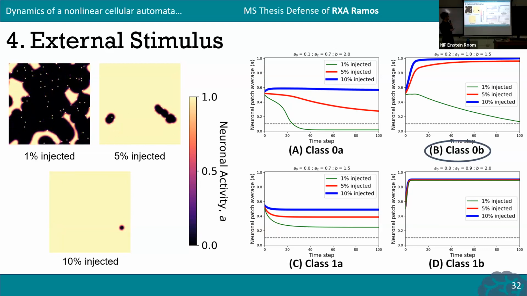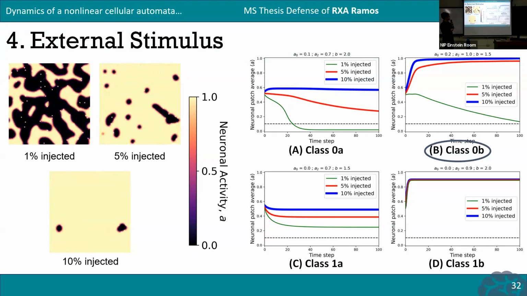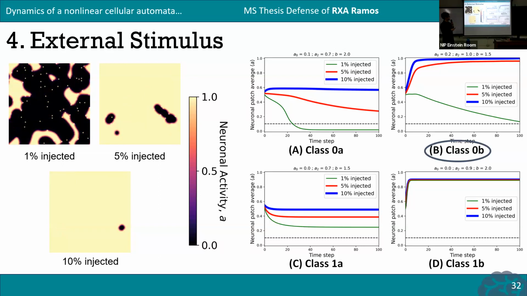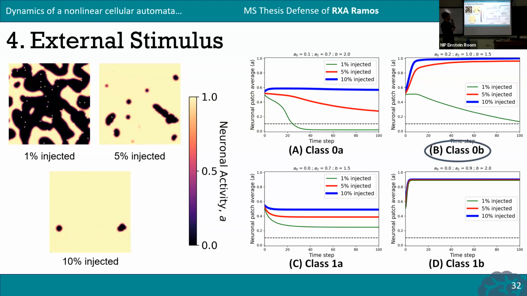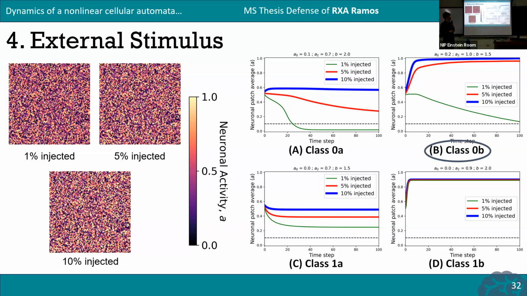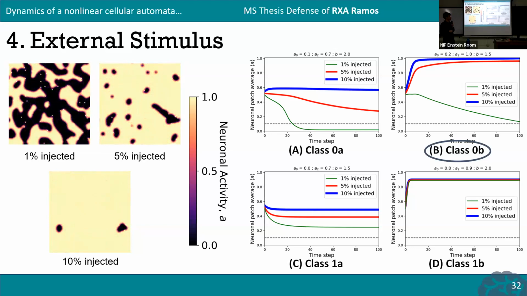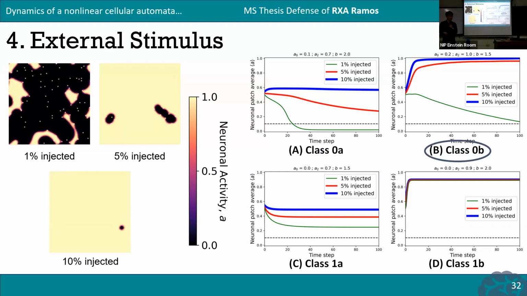Shown here is the spatiotemporal activity for class 0B, where 1% is injected, so we see that the activity still decays. But when we increase the fraction of neurons injected with external stimulus to 5%, the activity is now sustained, even at 10%, shown here. So now we can play around by varying the morphology or the topology of our lattice.